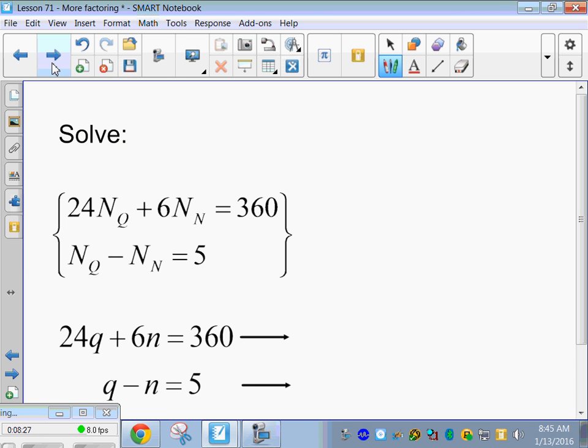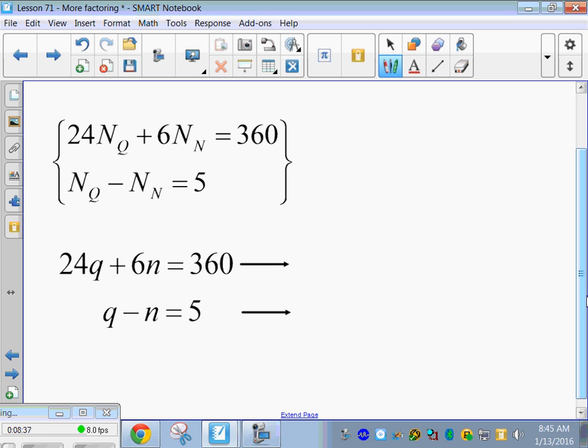So here's a problem you might see right here that has subscripted variables. It looks really hard, but it's not. You guys can actually just change them if you want to q's and n's. Notice how I did that? I rewrote the exact same problem right here, but instead of nq, I just use q. And instead of nn, I just use n to differentiate them. So I use just the subscript. And then it's a really easy problem.